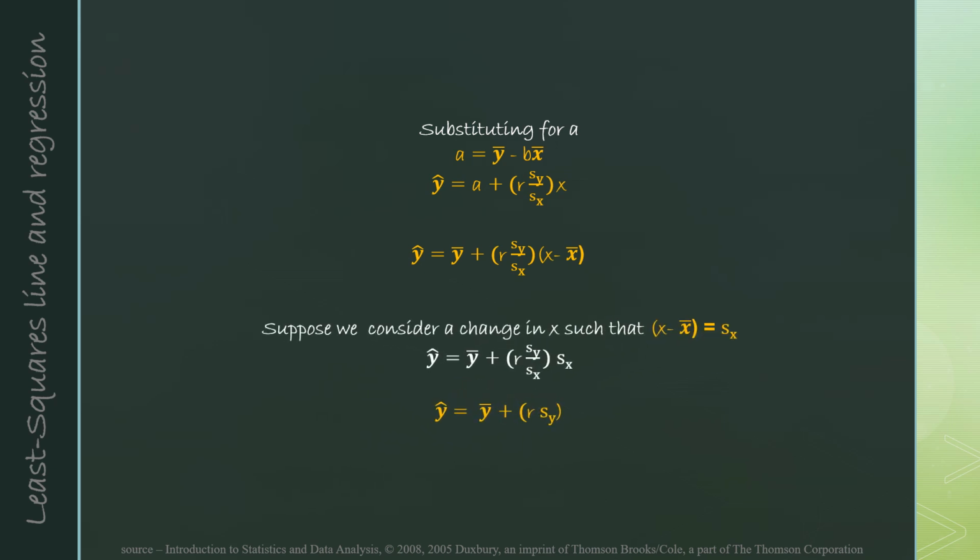Suppose we consider a change in x such that x minus x bar equals sx, that is one sample standard deviation in x. Y hat equals y bar plus r multiplied by sy divided by sx multiplied by sx. Cancelling the sx in the numerator and the denominator, we get y hat equals y bar plus r multiplied by sy. Please note that r in the above expressions can either be positive or negative.